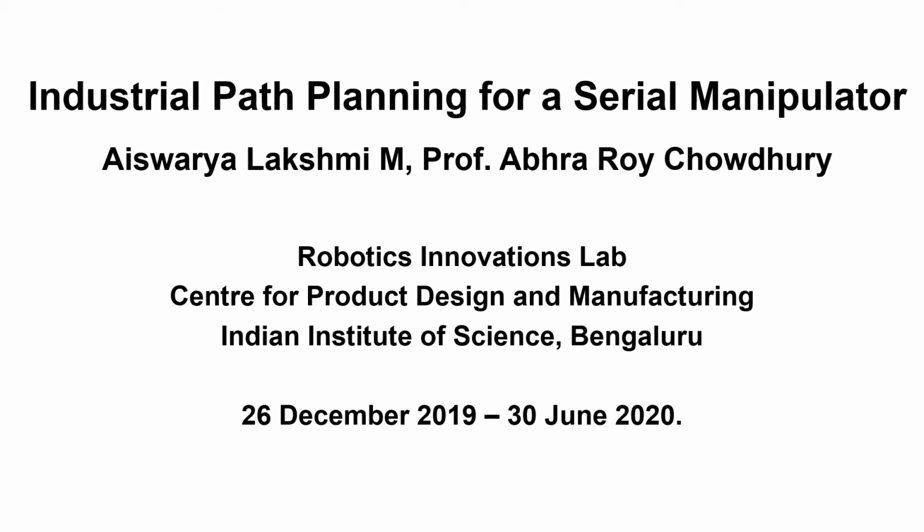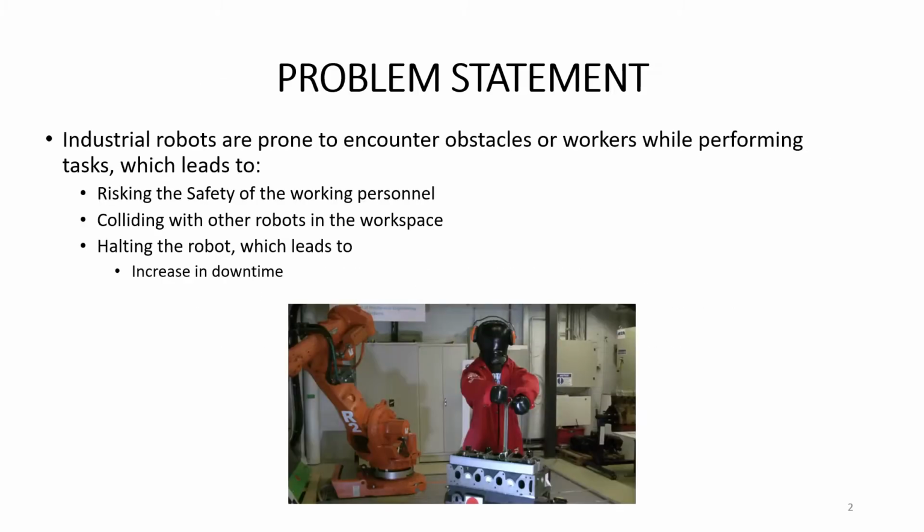Industrial path planning for a serial manipulator. Robots are deployed in industries to increase the automation and the quality of manufacturing. They are prone to encounter obstacles or workers while performing tasks. This can lead to risking the safety of the working personnel, colliding with other robots, halting the robot, which leads to an increase in downtime and a decrease in productivity.